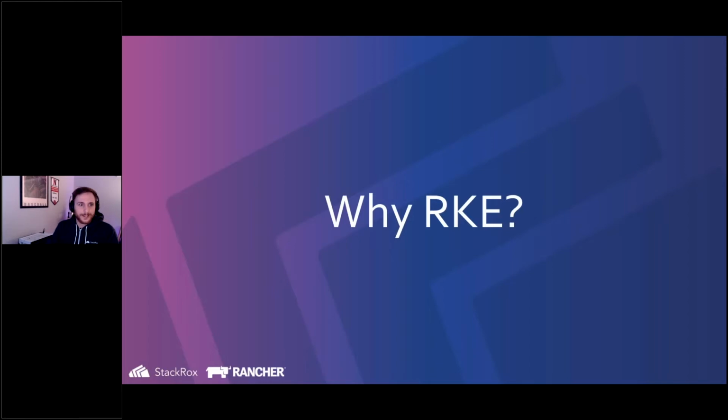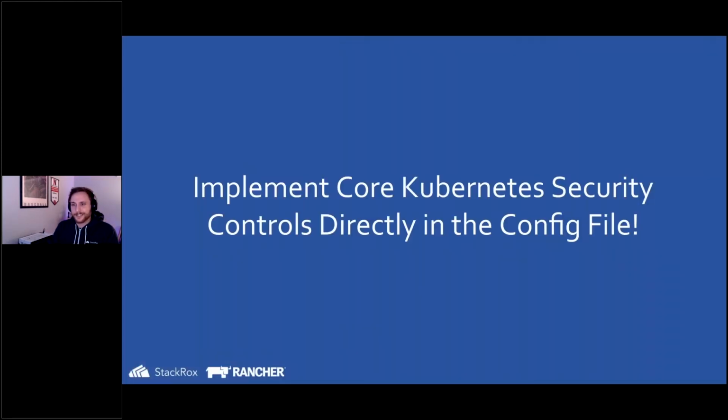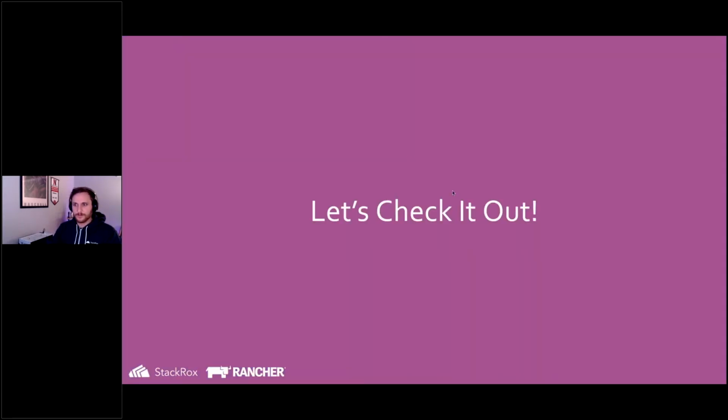So again, why RKE? I kind of touched on it already, but we get to implement those core Kubernetes security controls directly in the config file, right? Which I will demonstrate in 2 seconds. But that is the biggest and best thing, is you get up and running. It's simple. It uses Docker, which is fairly easy. Well, it's pretty easy to install nowadays. And on top of that, they have things like Rancher OS to facilitate that. So let's check it out.